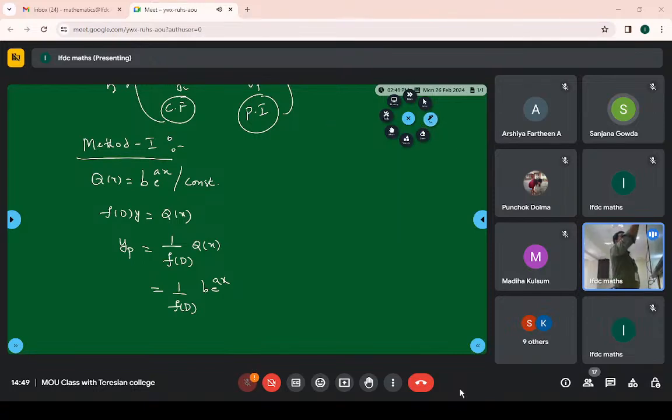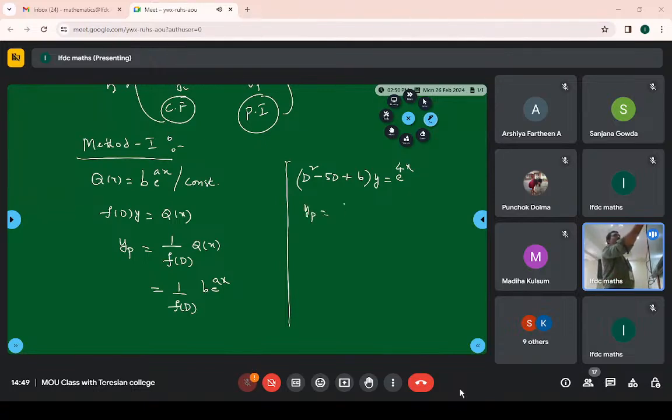For example, this is my question, a simple question: (D² − 5D + 6) y = e^(4x). Are you clear on this one?